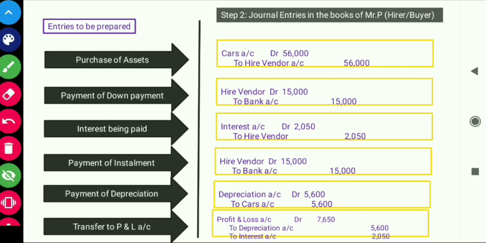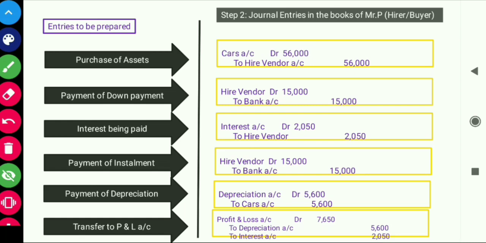That's about payment of down payment. So Mr. P paid the down payment immediately after purchase of cars. Whenever there is cash involved, the other account should be a personal account, maybe an artificial person or sometimes a natural person. So here the natural person is the hire vendor. In this second transaction, there are 2 accounts. One is cash, it's also a real account. Then the hire vendor is a personal account.